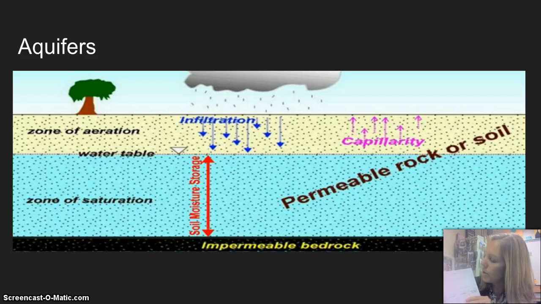And then you'll notice that beneath the Earth's surface, but above this other dotted line, this is where we label the zone of aeration. Okay, make sure you spell it right. We're going to talk more about the zone of aeration in the notes coming up, but right now I just want you to label that area.